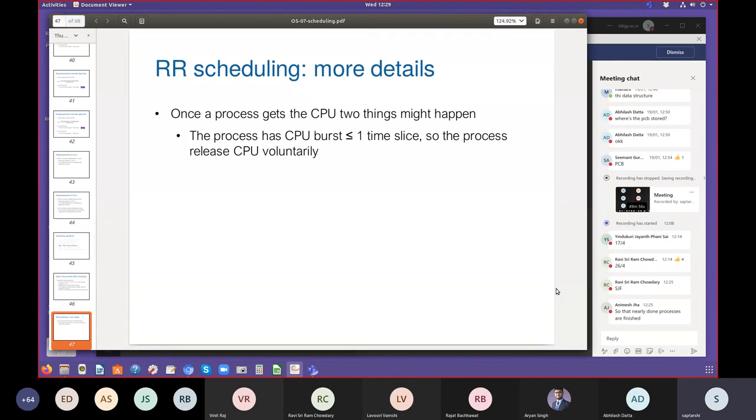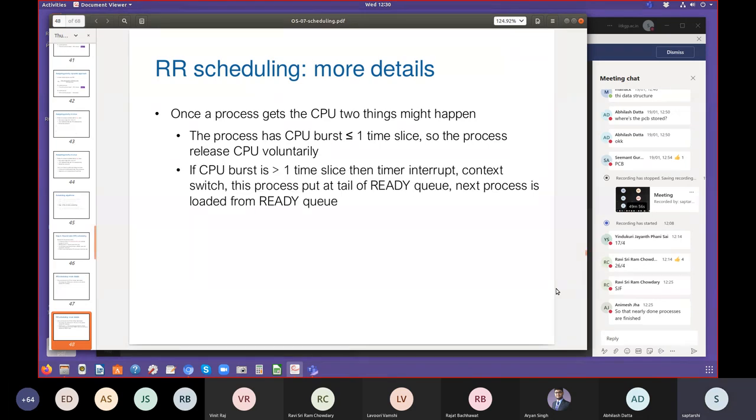So, a bit more detail. Suppose a particular process has been allocated to the CPU. Now two things can happen. One is that this process did not even execute for one time slice. Before that, maybe it called for an IO operation or wait or something. So the process releases the CPU voluntarily, even before one time slice is completed.